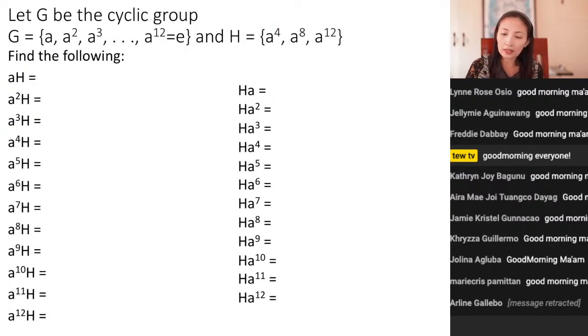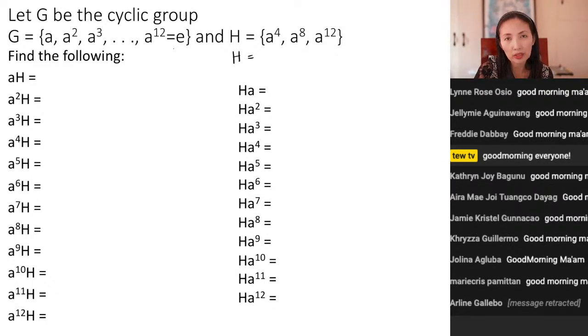You can try other H. Okay? You can try other subgroups. Because we only have identified one subgroup here, what are other subgroups of G? Remember Lagrange Theorem? Here, the order is 12. So, ano yung mga posibleng subgroups ni G?